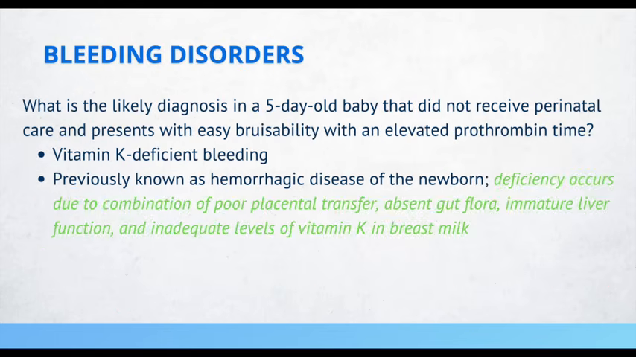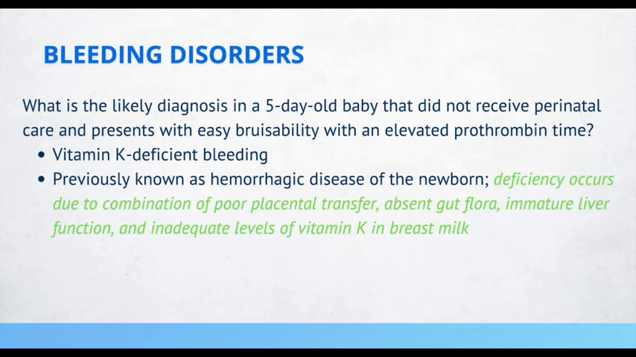What is the likely diagnosis in a 5-day-old baby that did not receive perinatal care and presents with easy bruisability with an elevated prothrombin time? Vitamin K deficient bleeding. This is previously known as hemorrhagic disease of the newborn, and this deficiency occurs due to a combination of poor placental transfer, absent gut flora, immature liver function, and inadequate levels of vitamin K in breast milk.